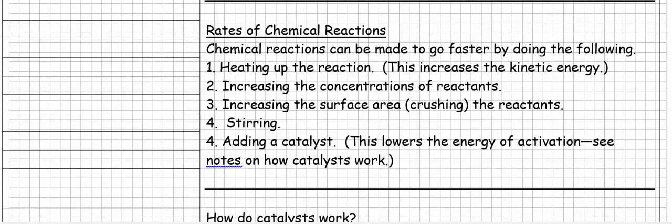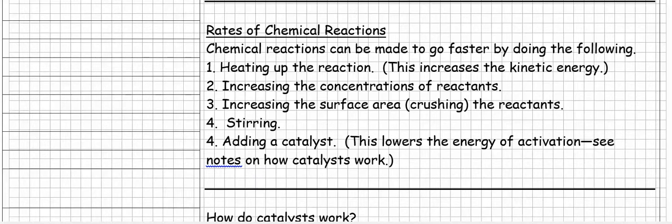All right, I want to talk a little bit about rates of chemical reactions now and what makes a reaction go faster than another reaction. So how do we make reactions go faster? How do we increase the rate of a reaction? Well, the first thing we can do is heat up the reaction. This increases the kinetic energy.